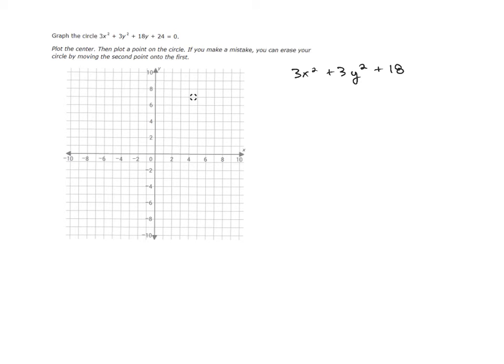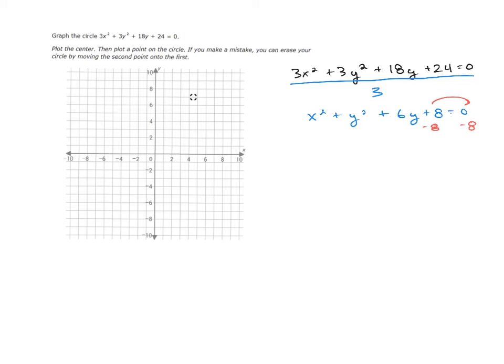So what you see here is there are coefficients in front of your x squared and your y squared. So first we want to simplify, and you could do that by using the lowest common multiple of all this, using your 3. And by factoring out 3, I end up with x squared plus y squared plus 6y plus 8 equals 0. And we'll move this 8 over.